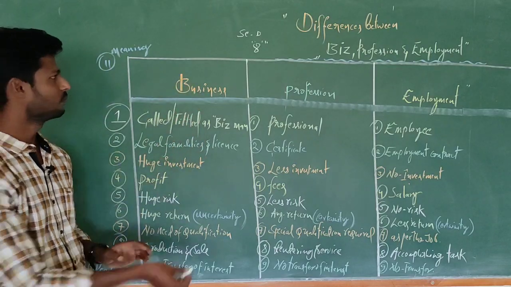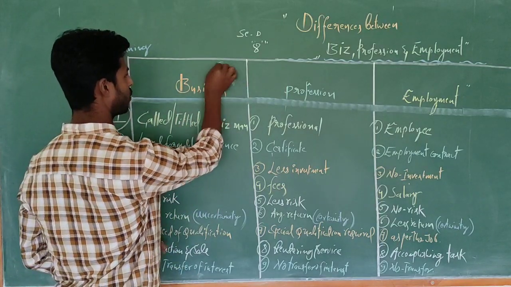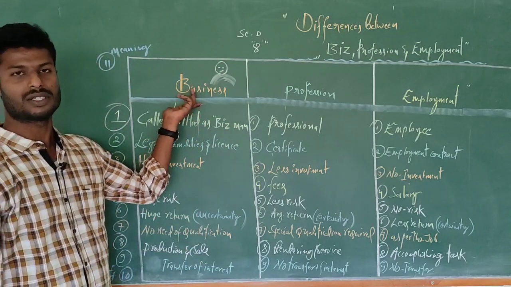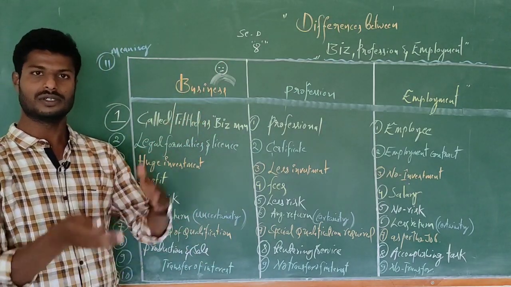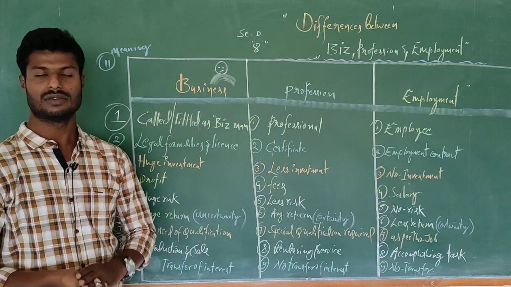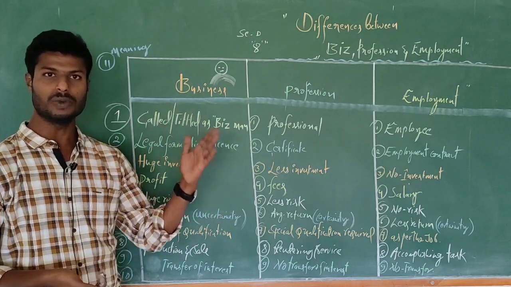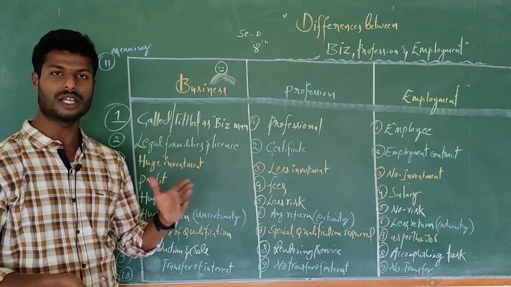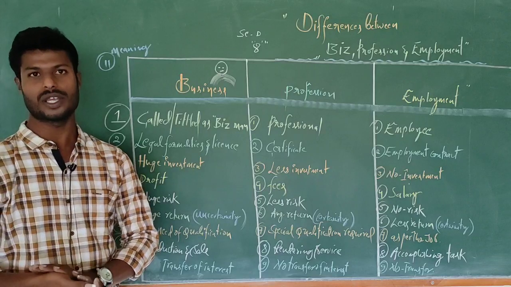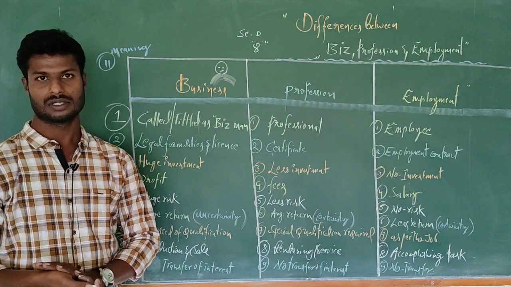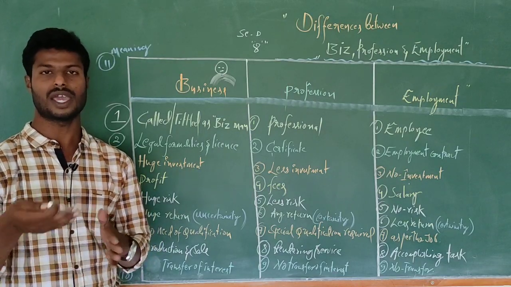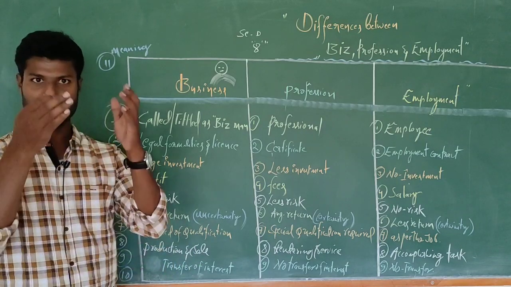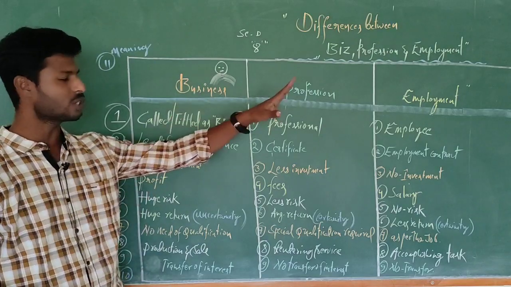See, what is business? Business means one of the economic activities. In previous class we have already discussed various human activities. Some of the activities are economic, some are non-economic. Means we all engage in economic and non-economic activities. In economic activities, there are business, profession and employment.